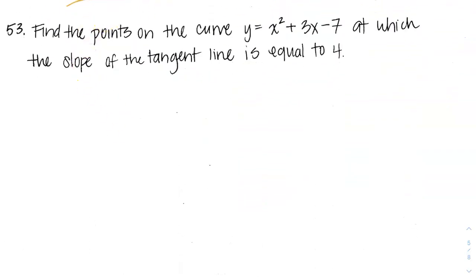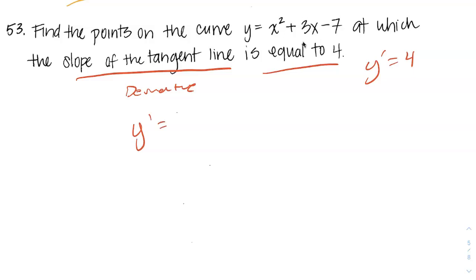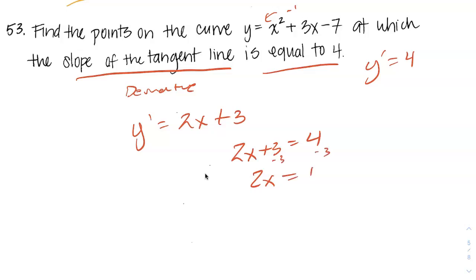Next one: find the points on the curve at which the slope of the tangent line is equal to 4. So it literally just says, find the points on this curve where the slope of the tangent line equals 4. Slope of a tangent line, again, just means derivative. So all we want to figure out is where y prime equals 4. Let's find y prime. Bring the power down, subtract 1 off, 2x. The derivative of 3x is just 3. The derivative of 7 is a constant, so 0. So we get this, set equal to 4. So 2x equals 1, x equals 1/2.